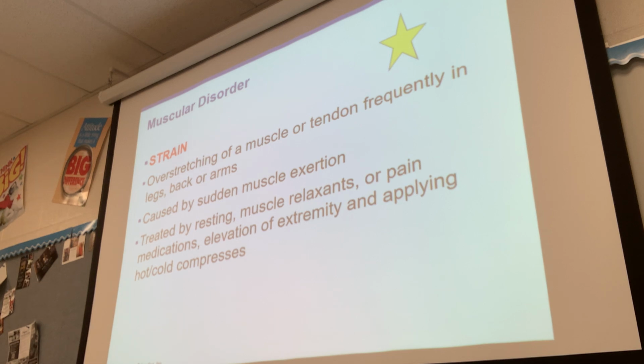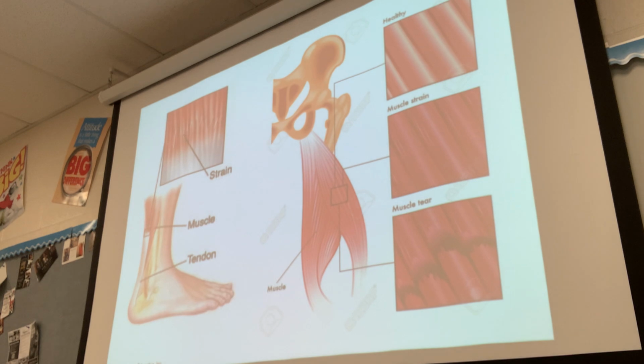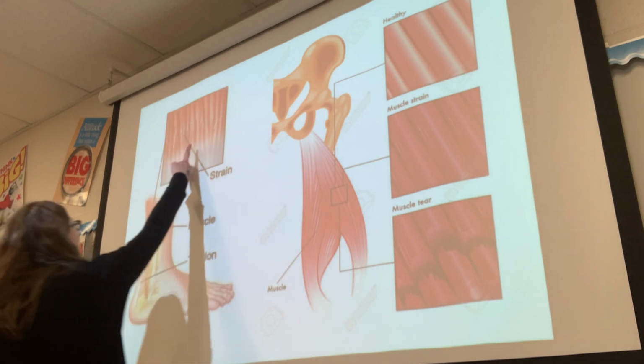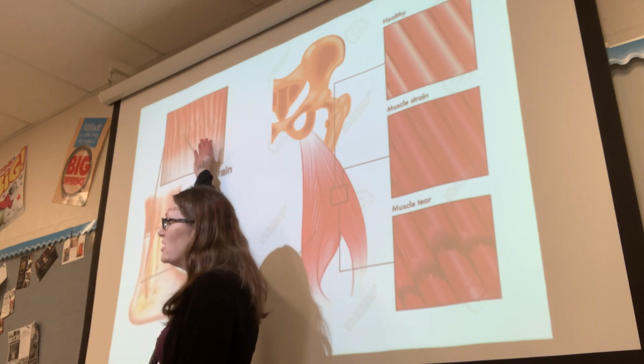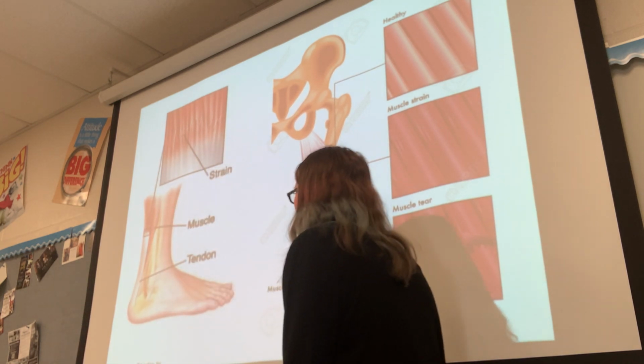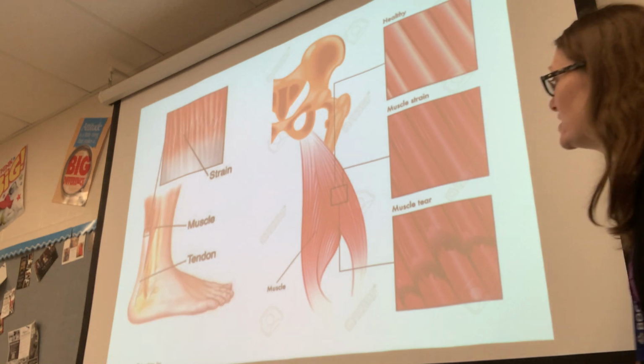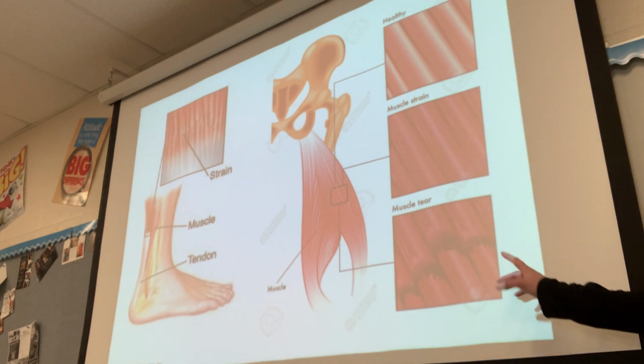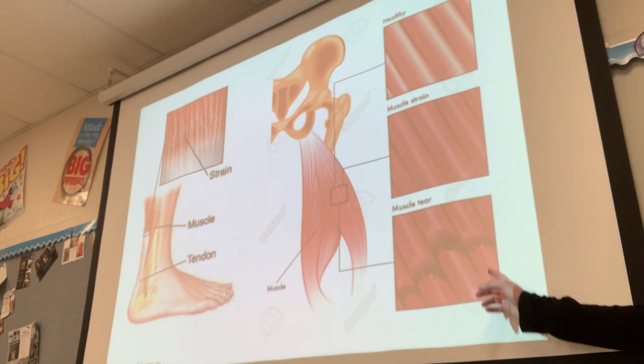Hot and cold compresses, elevating it to get the blood supply flowing back to it, massaging it, wrapping it tightly, applying pressure, all of that is going to help with a muscle strain. This is what it looks like. It is irritated and not quite torn, but definitely sore. We've all probably felt these muscle strains before. Now, what you really want is to avoid the muscle tear.